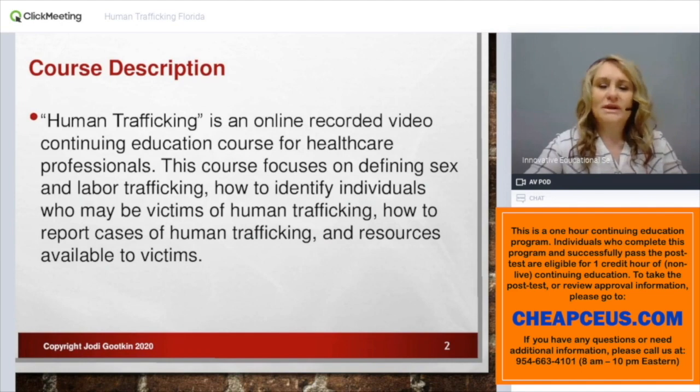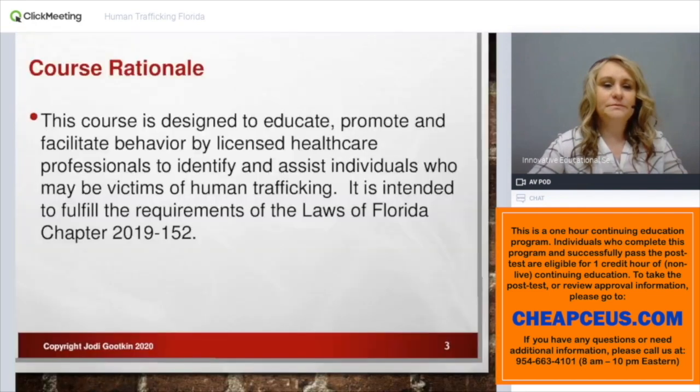We are going to define what human trafficking is, as well as discuss how you will be able to identify individuals who are potential victims, how to report suspected cases, as well as make you aware of resources that are available to victims and survivors.